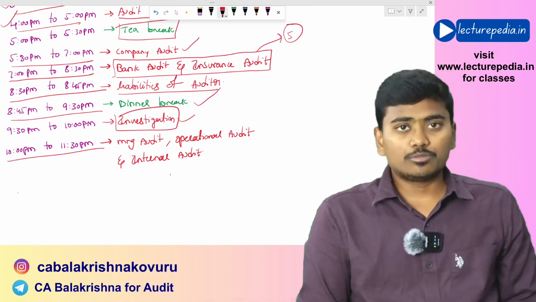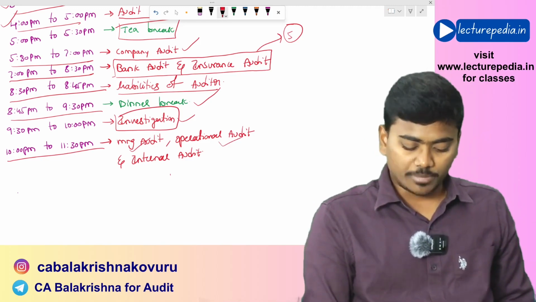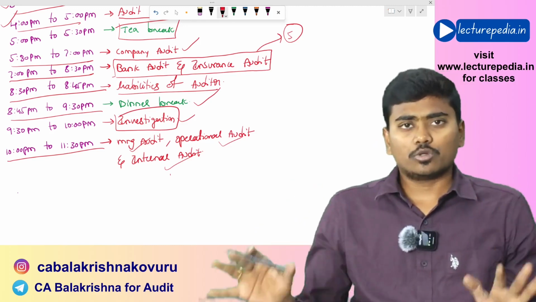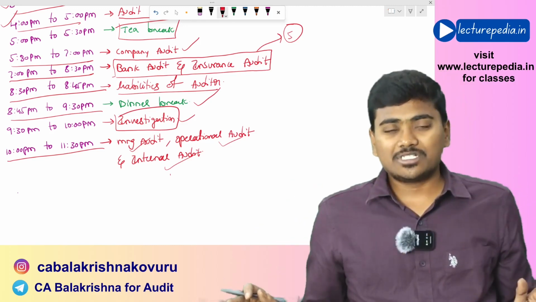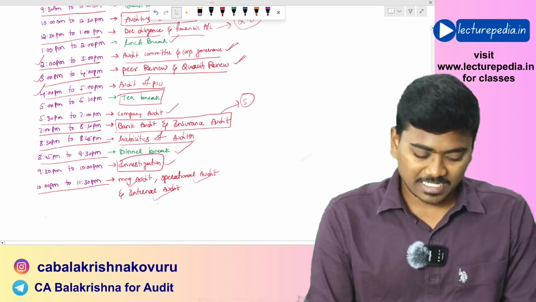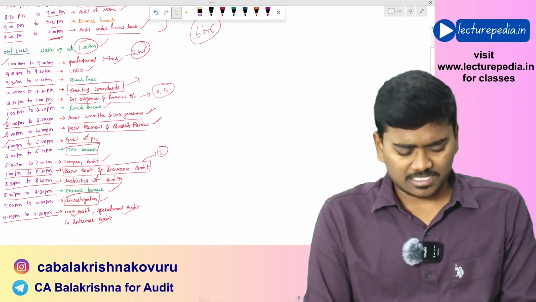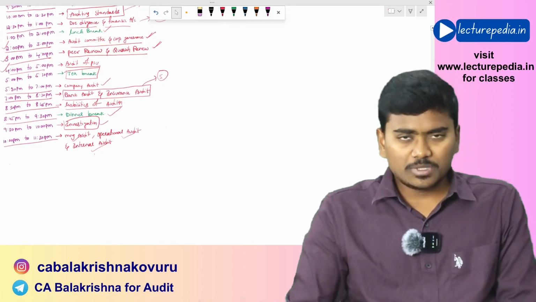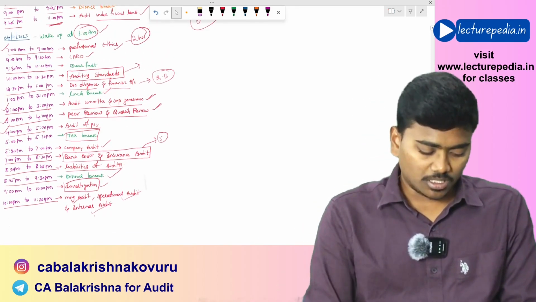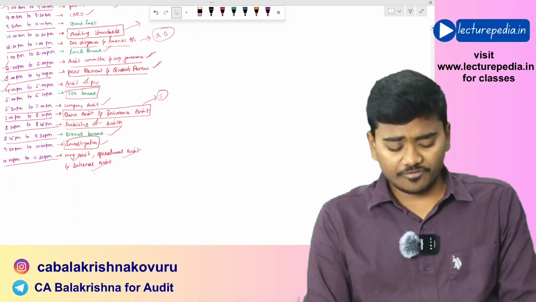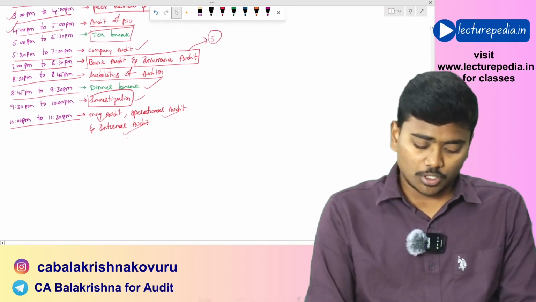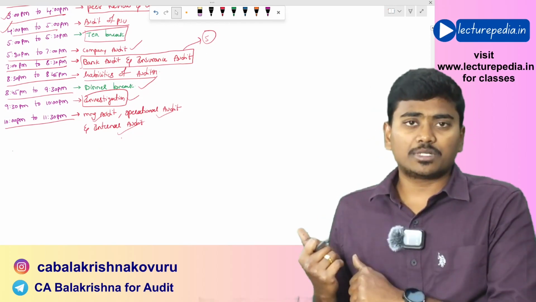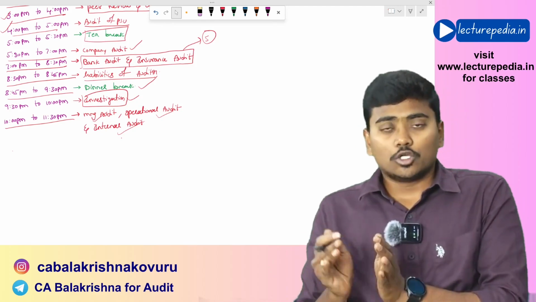And from 10 p.m. to 11:30 p.m., cover management audit, operational audit, and internal audit. So by 11:30 p.m. or 12 o'clock you will complete revision of all the chapters if you strictly follow this schedule. In case some of the chapters are left over, you need not worry, you will have another half day on the morning of the fifth. If you are not able to complete any of the chapters as per the schedule, you can plan it during that time.